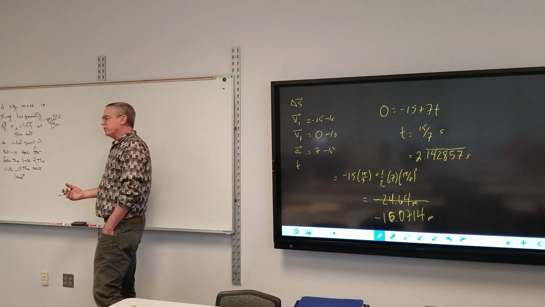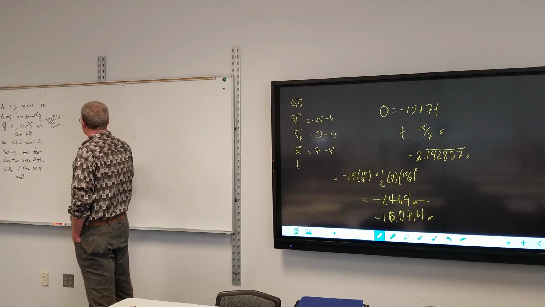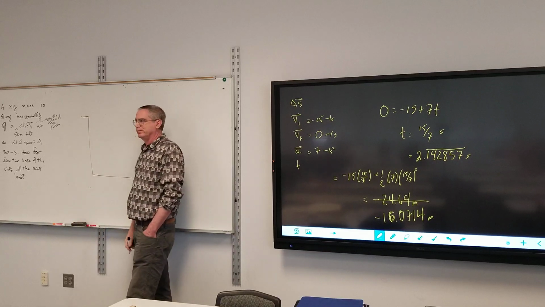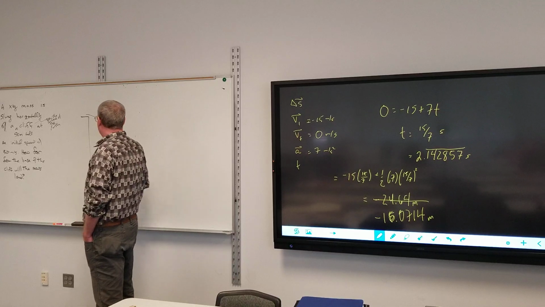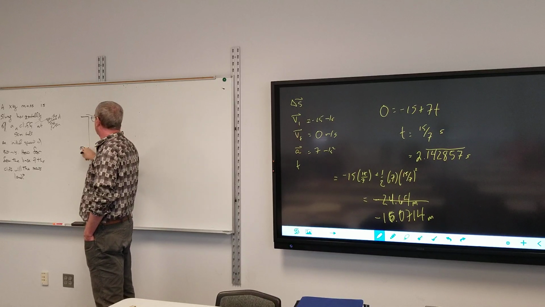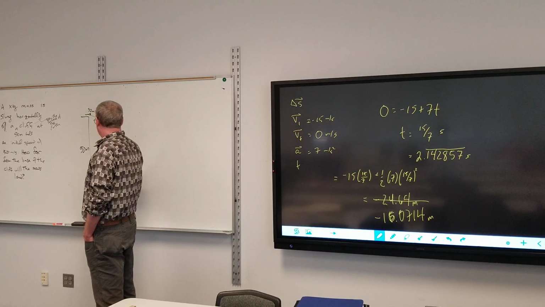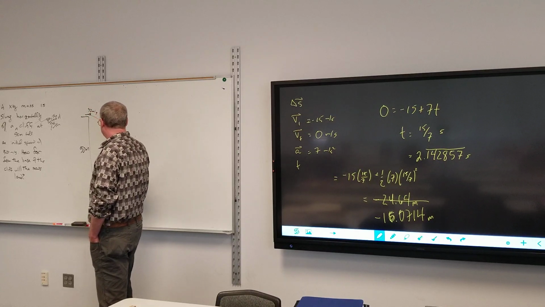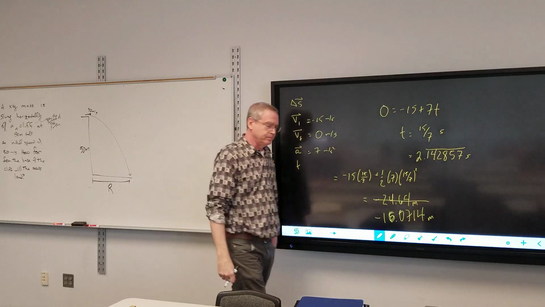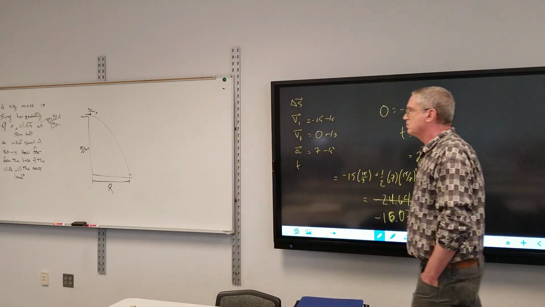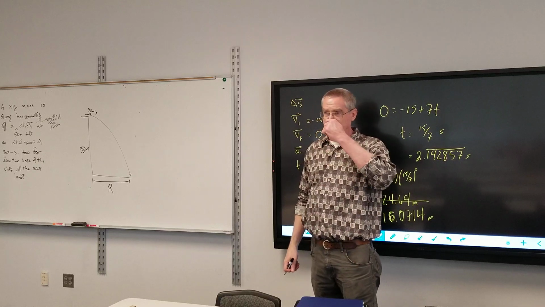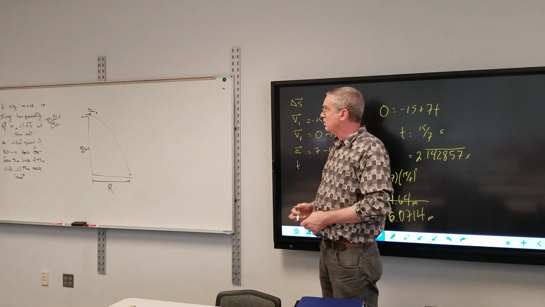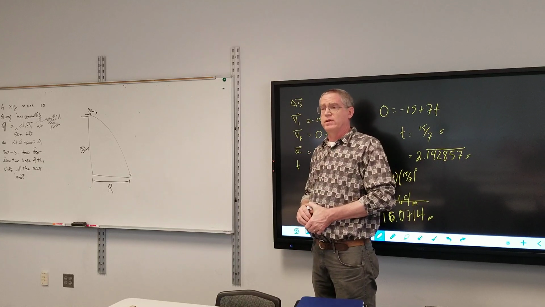Let me draw the problem first. It gets slung horizontally. I know this is 50 meters. This is initially going at 30 meters per second. And I am trying to find what I'll label as R. It is a two-dimensional problem. First, questions on the problem itself.